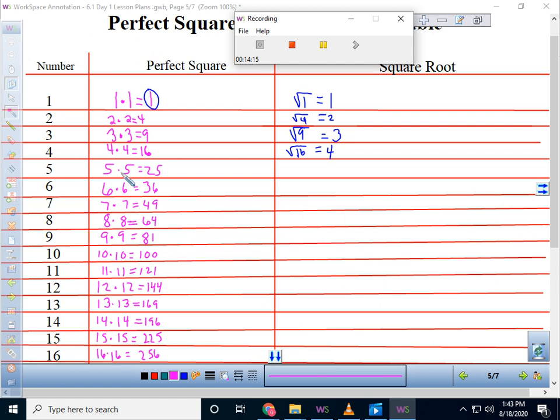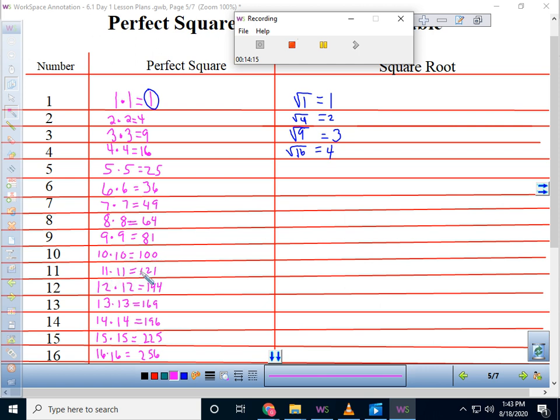Okay, so we left off at 5 times 5 is 25. Hopefully you have that. If not, go ahead and write it down right now. 6 times 6 is 36, so 36 is the perfect square. 7 times 7 is 49. 8 times 8 is 64. 9 times 9 is 81. 10 times 10 is 100.